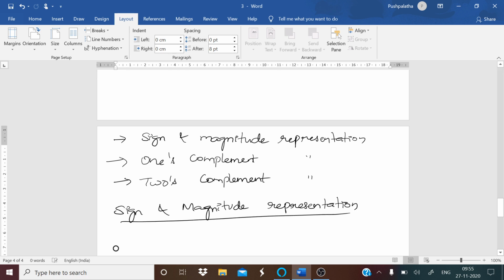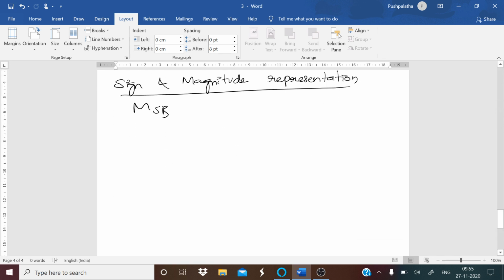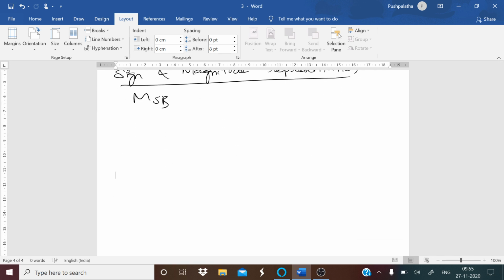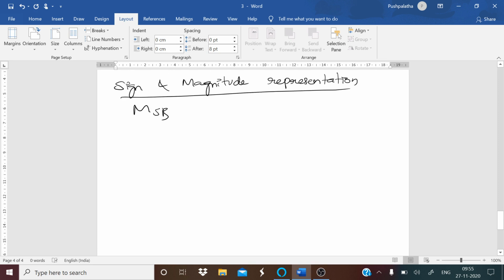Sign and magnitude representation. If an integer contains a sign bit followed by magnitude bits, then it is called a sign magnitude integer. That is, the most significant bit, the MSB, will always be the sign bit, and the remaining bits always stand for the magnitude. Now for example, in a computer, if you have 8 bits, and you want to represent plus 83 and in the same way minus 83, how are you going to represent it in 8 bits?